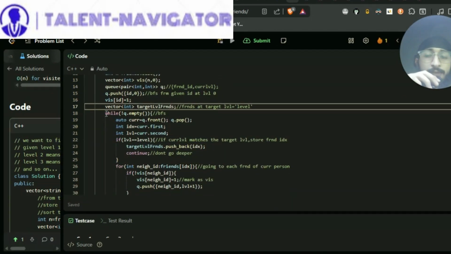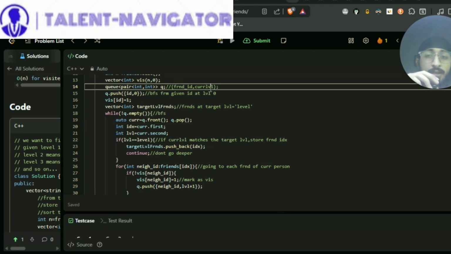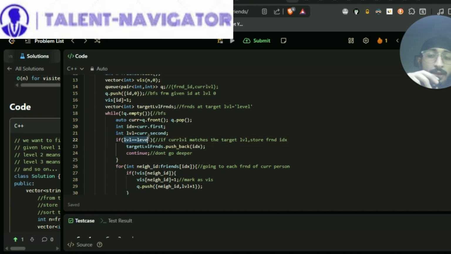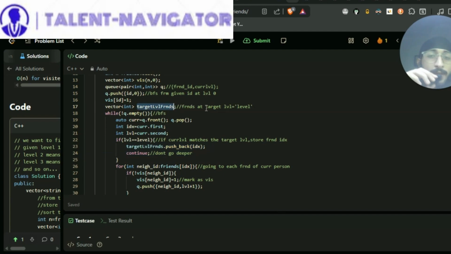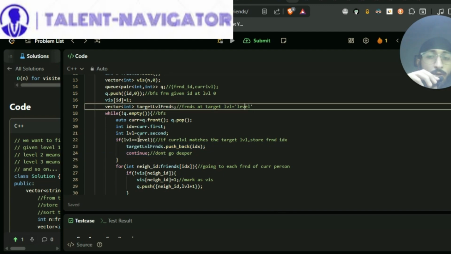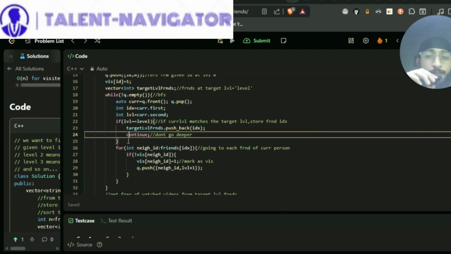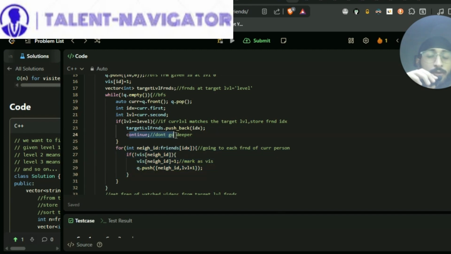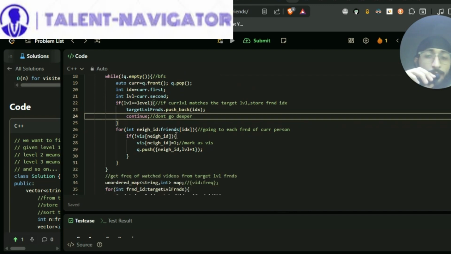So we start our standard BFS, that is while the queue is not empty, extract the current element from the queue and pop it out. Then index or id is equal to current.first and current level is current.second. If the current level matches the target level where we have to reach, we can store the friend index, because target level friends stores the friends at the final level. So if we have reached the final level, we push back that particular index. Otherwise we will move on. Continue is used to stop this iteration here, so we don't go deeper.